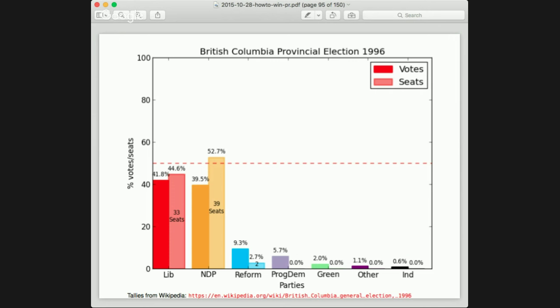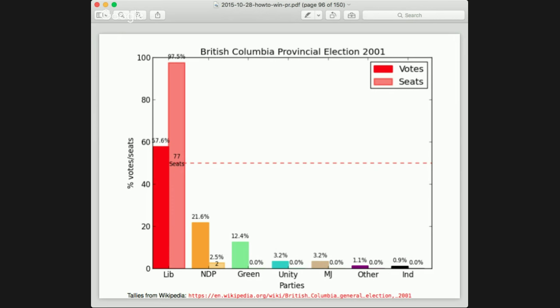NDP got 39% of the vote, 52% of the seats. The Liberals got ripped off. They were mad, and they were saying, well, we're going to make proportional representation happen. We promise. And also, I think that this got some media coverage so that maybe even citizens might have been mad. Oops, here's another election. Liberals certainly made up for it. They got a lopsided majority.